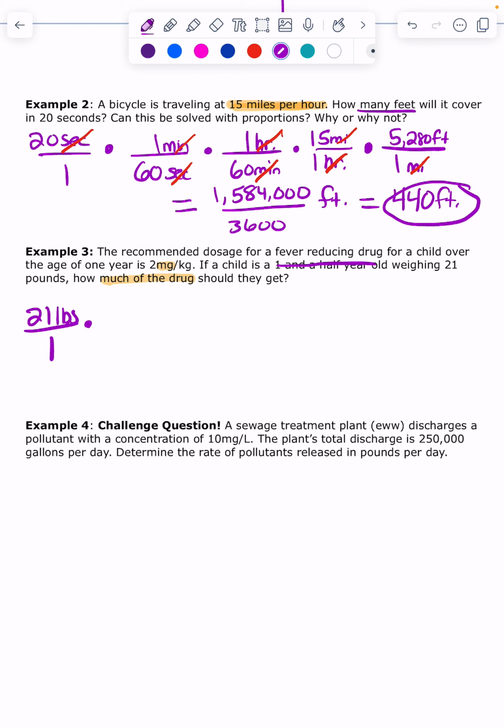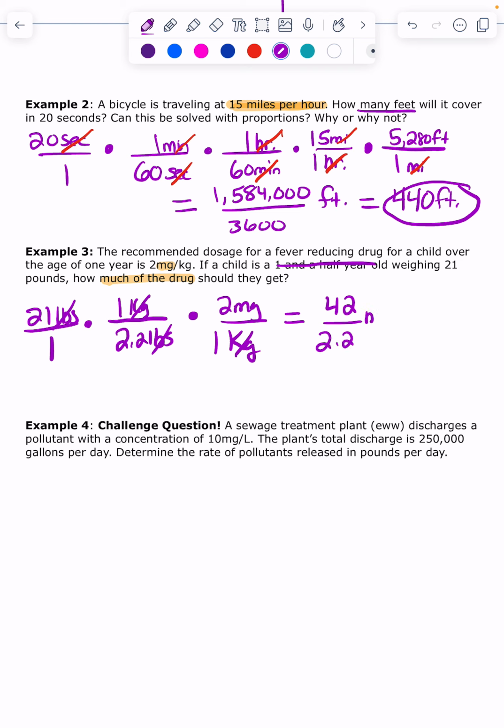All right, so I look at my table above and I see that 1 kilogram is 2.2 pounds. So that helps me get rid of pounds, and now I have kilograms. So I can use the 2 milligrams per kilogram, and of course I do want milligrams in the numerator because that's what I want to end up with. Now the kilograms are gone. Multiply across the top, it's 42. Across the bottom, 2.2. And then simplify. So we want to give this child 19 milligrams of fever-reducing drug.